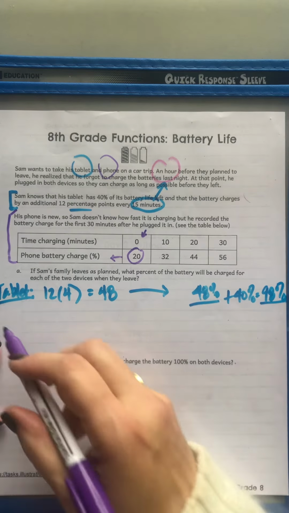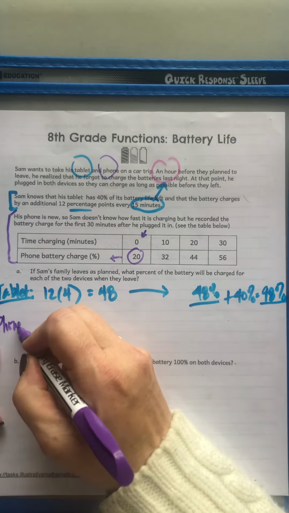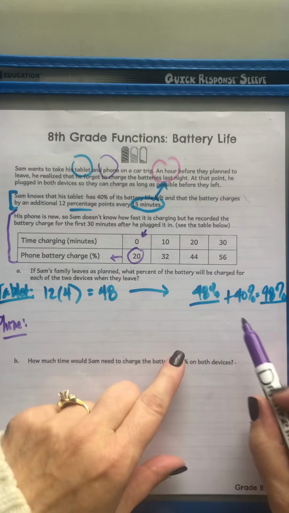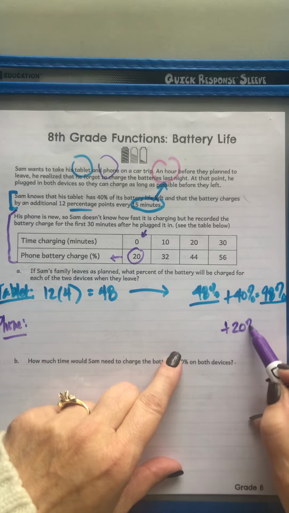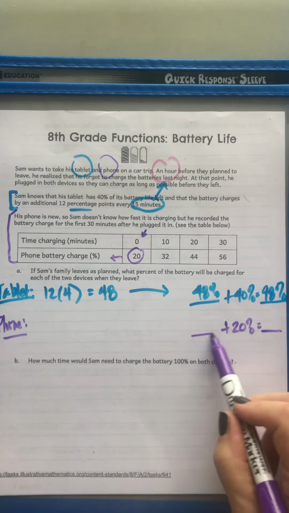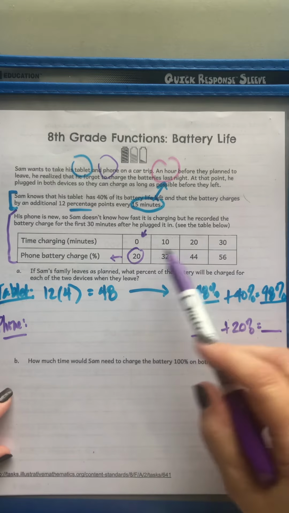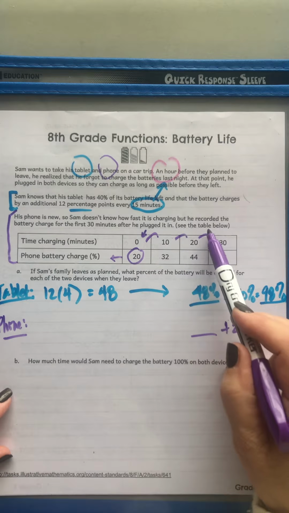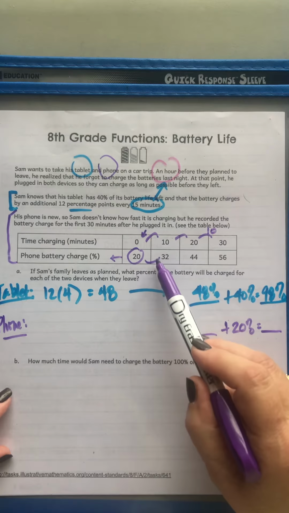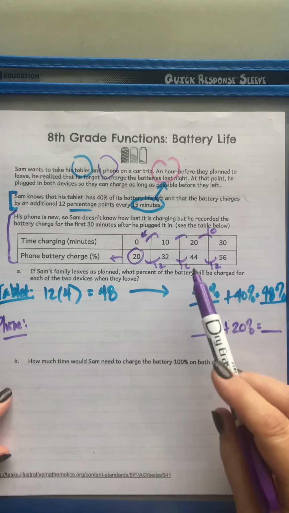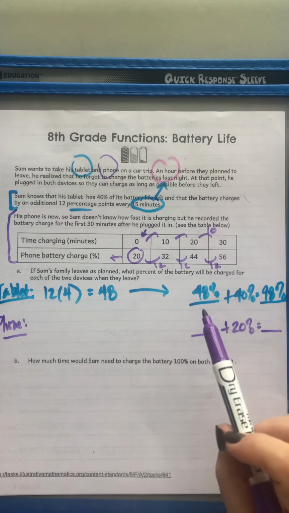Now, if I take a look at his phone, let's see what his phone is doing. We know his phone's going to start at 20, right? His phone's going to start at 20. We want to get a certain percent. We need to find out how it's charging. We have a nice table here so we can see that everything here changes by 10, right? And everything here changes by 12. So we can think about that. For every 10, it goes 12.